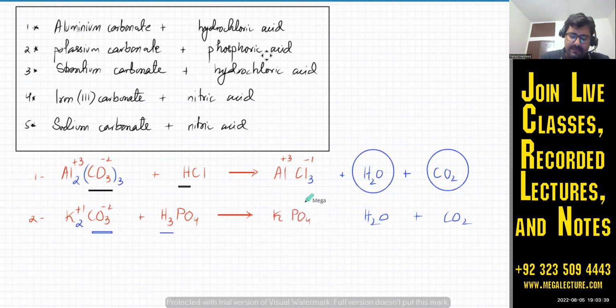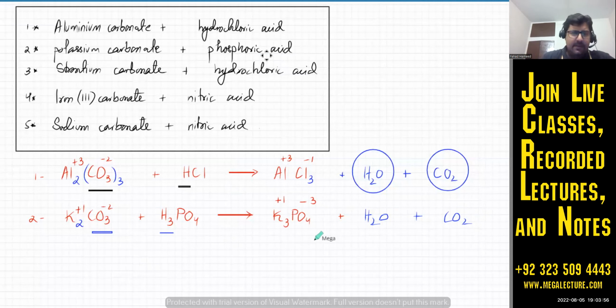But you have to do crisscross. PO4, what is the charge on PO4? That's -3. K is group 1, that's +1. So it's going to be K3. It's going to be K3PO4. That is the salt that is produced.